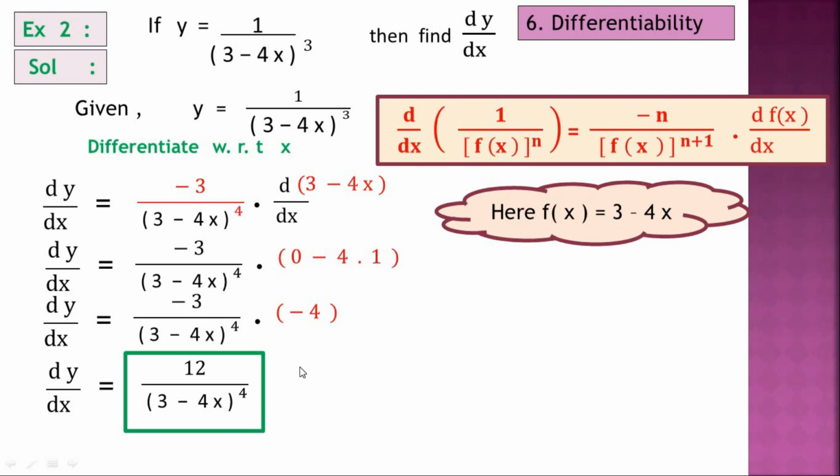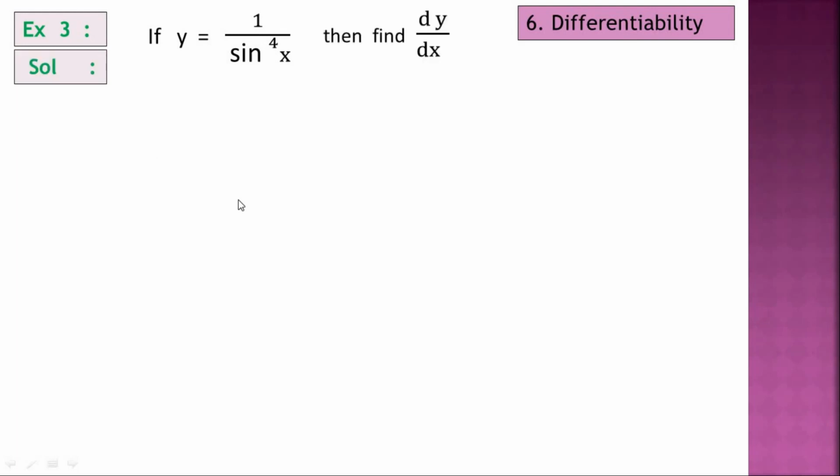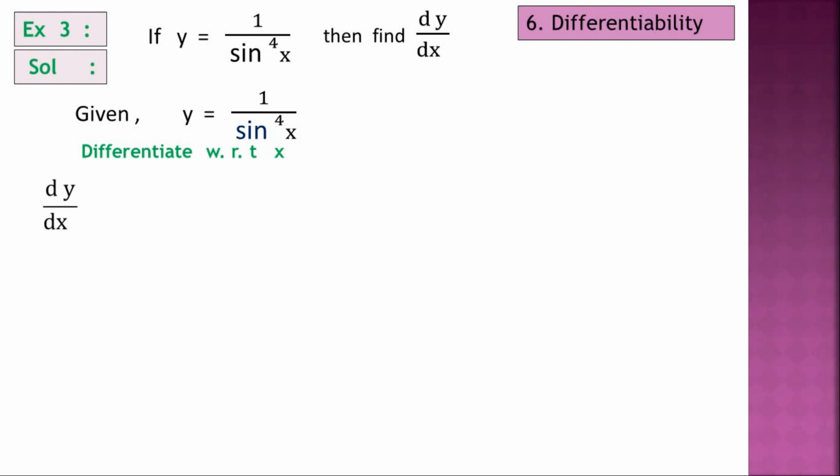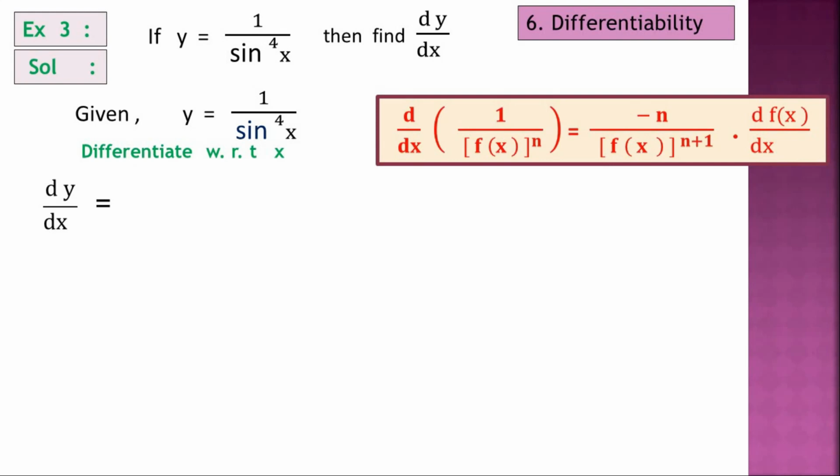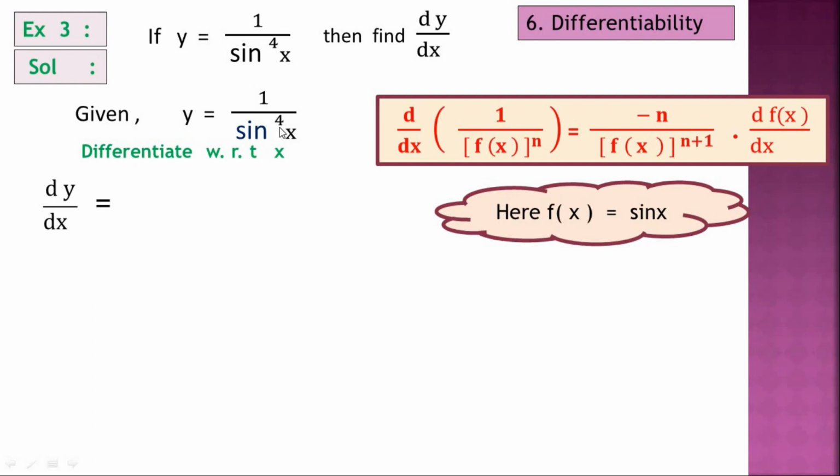So next see another example, but it is not algebraic, now it is trigonometric. Find dy by dx for y equal to 1 upon sine raised to 4 x variable. y is equal to 1 upon sine raised to 4 into x variable. Differentiate this with respect to x. So you know already the rule. So this is a 1 upon function raised to n form.